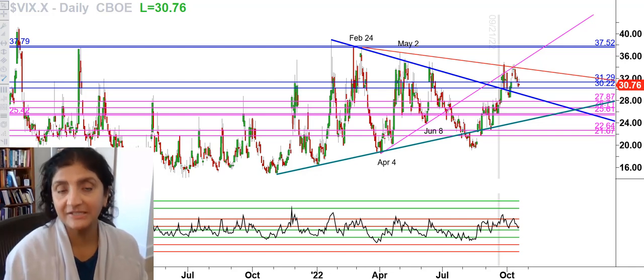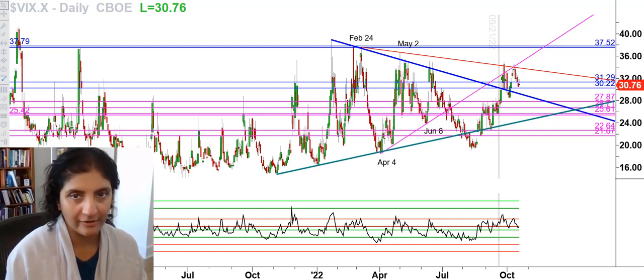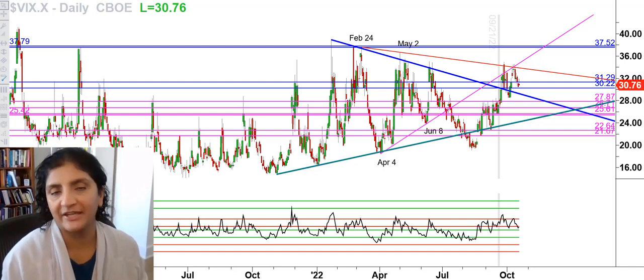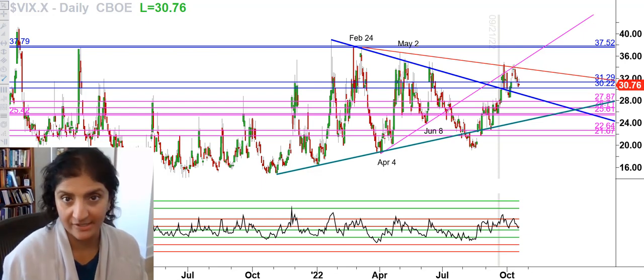It is time to look at the VIX and really see where it's headed so that we can better navigate what's going on in the broad market, individual stocks, and more.